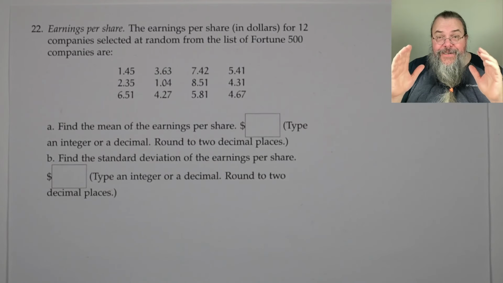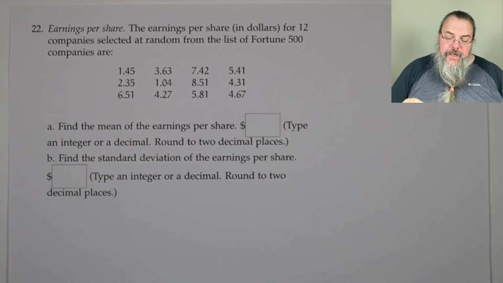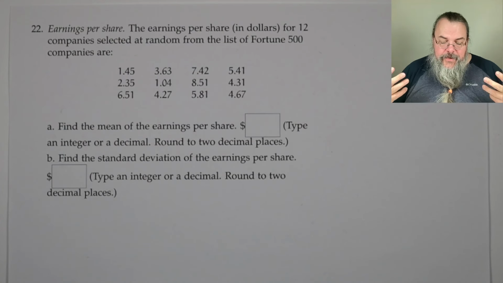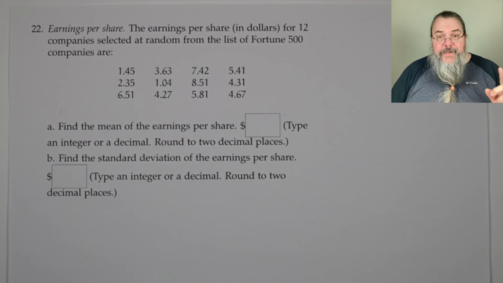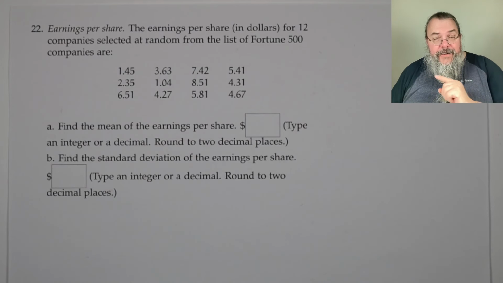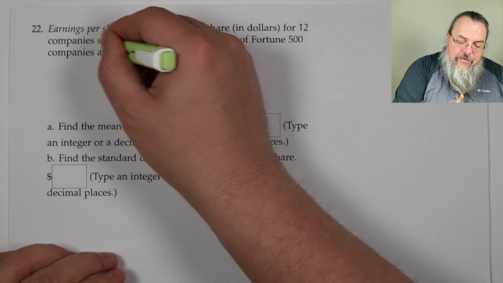Number 22. Earnings per share. So the earnings per share in dollars for 12 companies selected at random from the list of Fortune 500 companies are the following. And by the way, there's a word that we read just now, which is going to be important in just a moment. Selected at random.